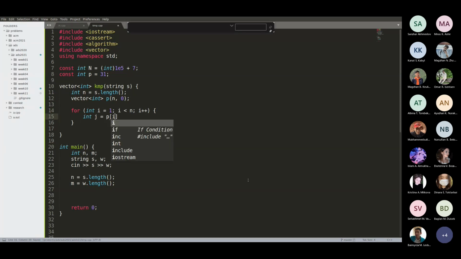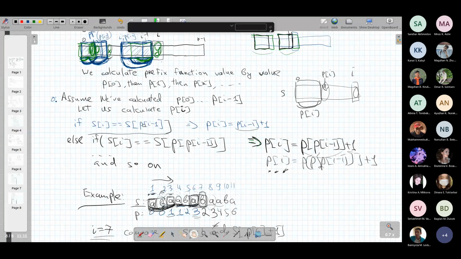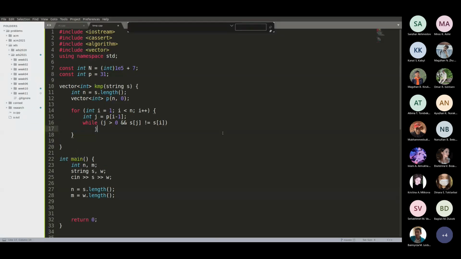So we say that, okay, we create j equals p of i minus 1. We say, okay, while j is larger than 0 and s of j is not equal to s of i, this is this comparison, s of i equals s of p of i minus 1. So we do j equals p of j minus 1.